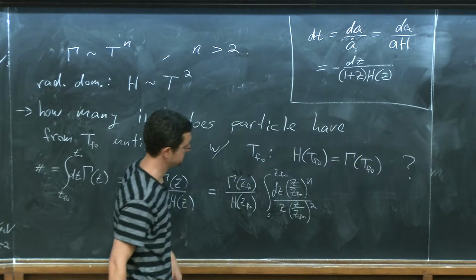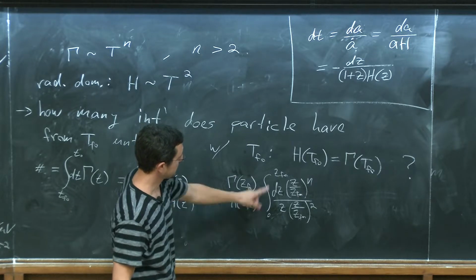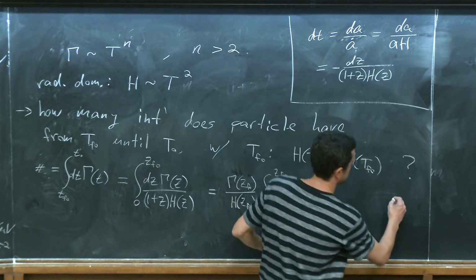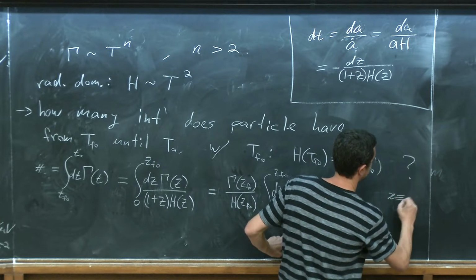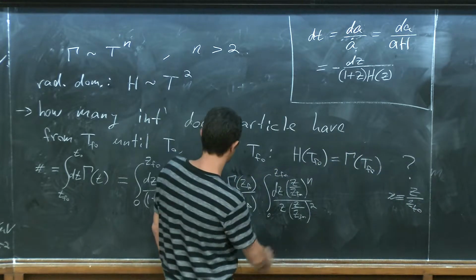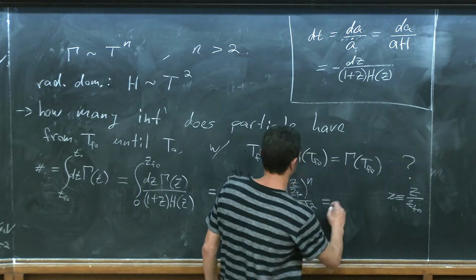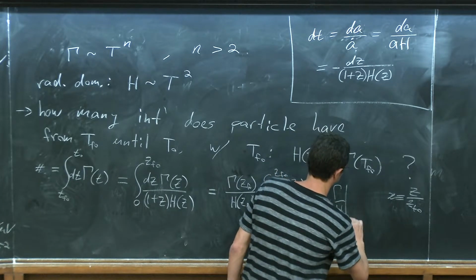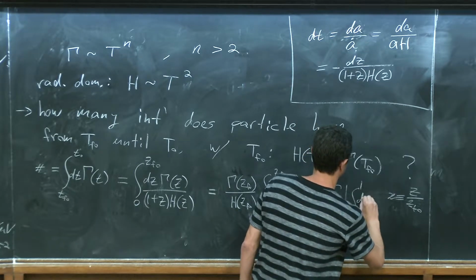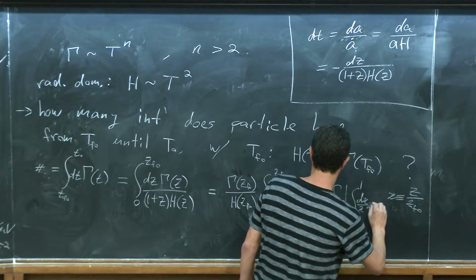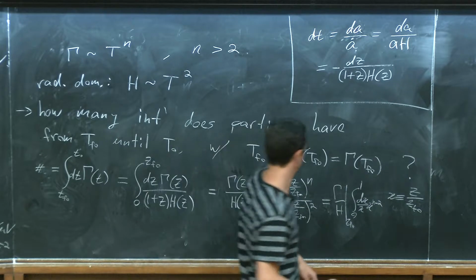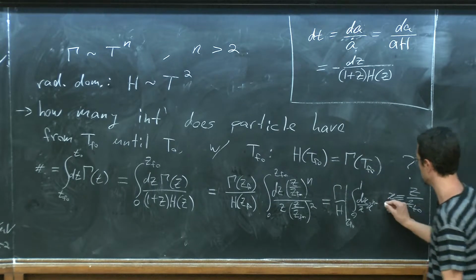So I might as well convert this integral, because I have dz over z, and change the variable of integration to chi, defined to be z over z freeze-out. I can write this integral as gamma over Hubble at freeze-out times the integral from 0 to 1 of d chi over chi, chi to the n minus 2. So I have chi to the n minus 3.